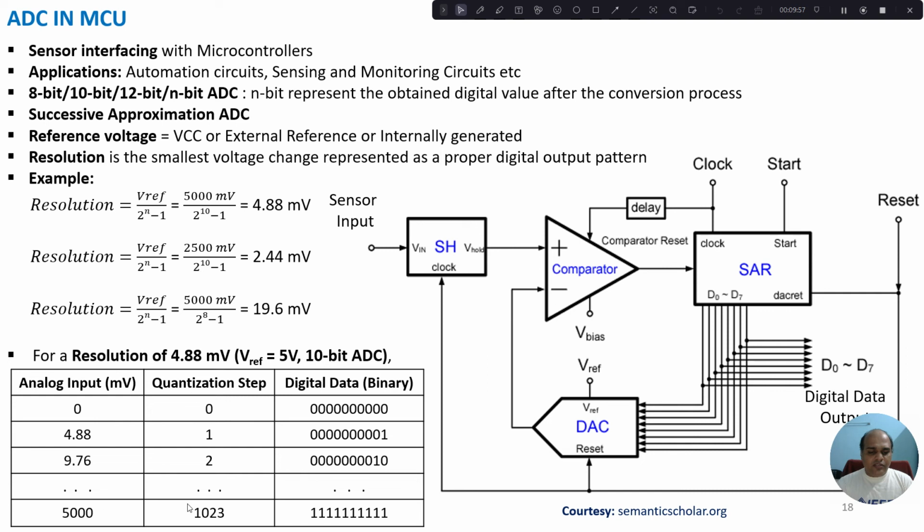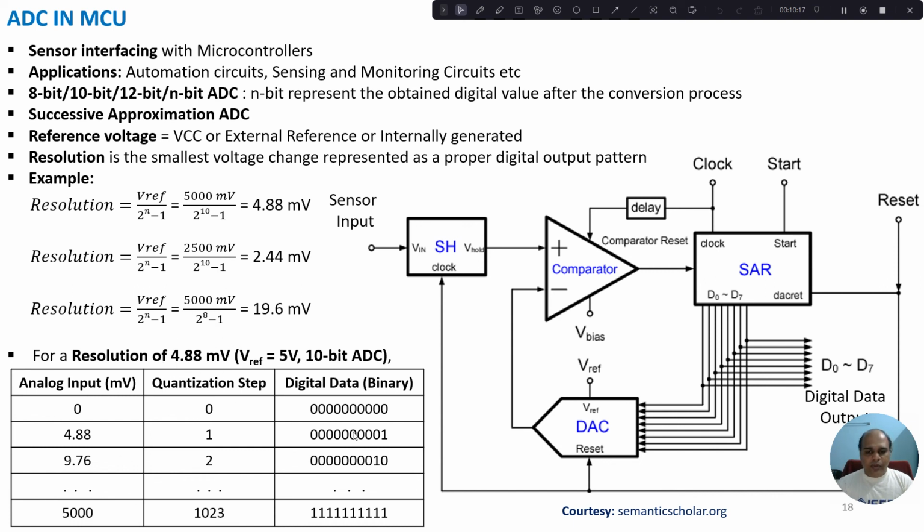once I reach 1023 in the case of a 10-bit ADC, I will reach 10 ones as the digital data. So this is the binary representation for different input voltages for a resolution of 4.88 millivolt.